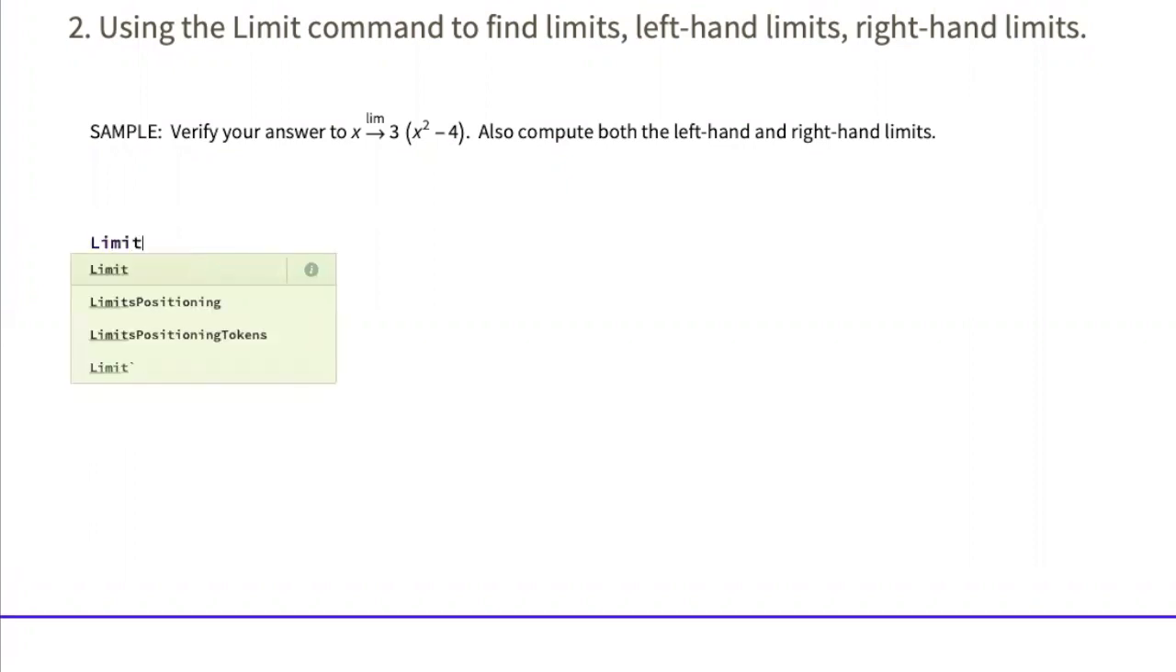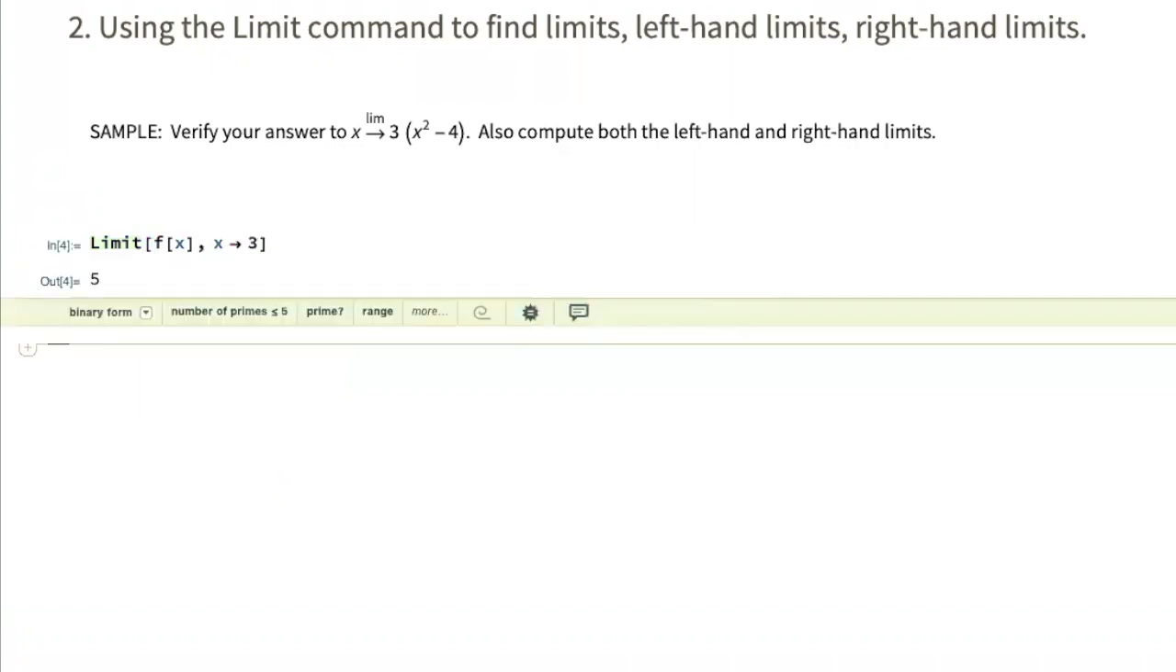Okay. The command for finding a limit is pretty straightforward. You just say limit, square bracket, put in the name of your function, and then put x with an arrow. Again, you would use the subtraction sign and the greater than sign, and then you put the number you want to approach. And it confirms that my limit is 5.